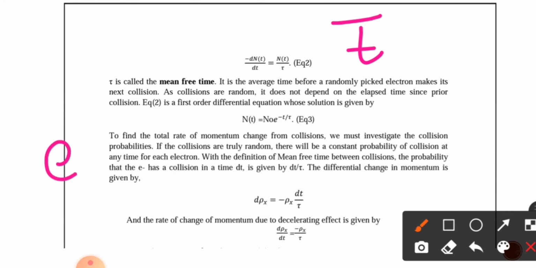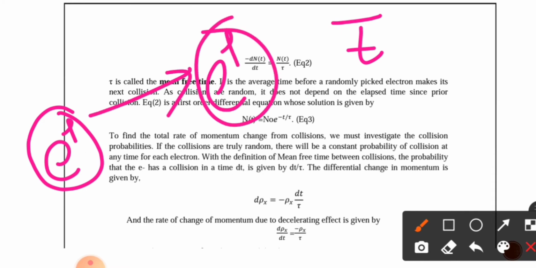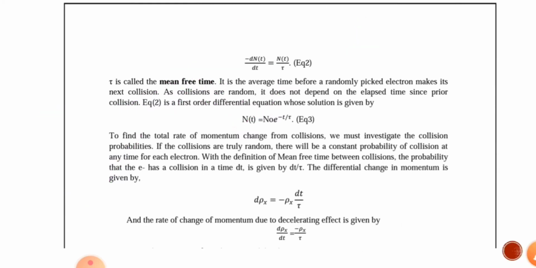So an electron is present, and the time between its collisions is given by the mean free time. It is a randomly picked electron, and the average time before it makes its next collision is the mean free time. So we got the rate of decrease in N(t), minus dN(t) by dt, as N(t) by tau. As collisions are random, it does not depend on the elapsed time since the prior collision.